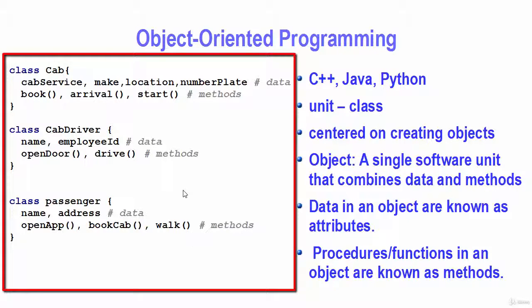A class you can create for any real life object. It can be a car, a motorbike, a book, an employee or a person. So object-oriented programming allows us to create objects.